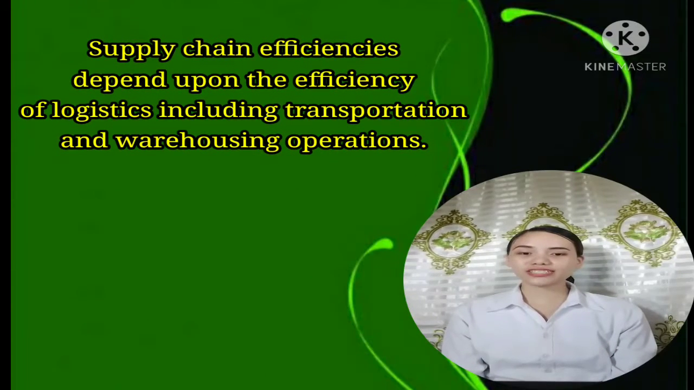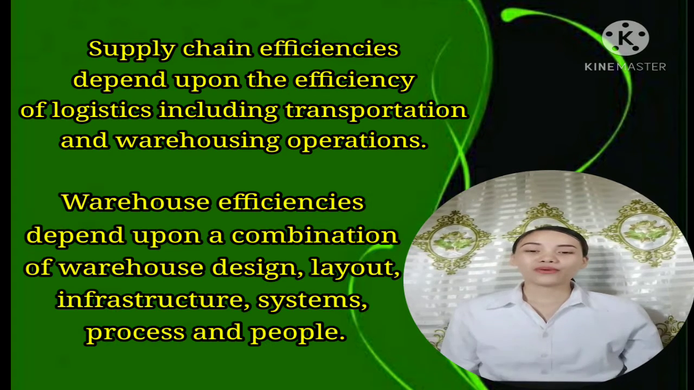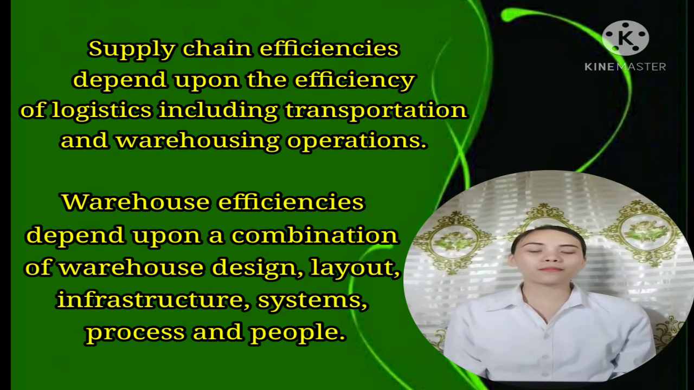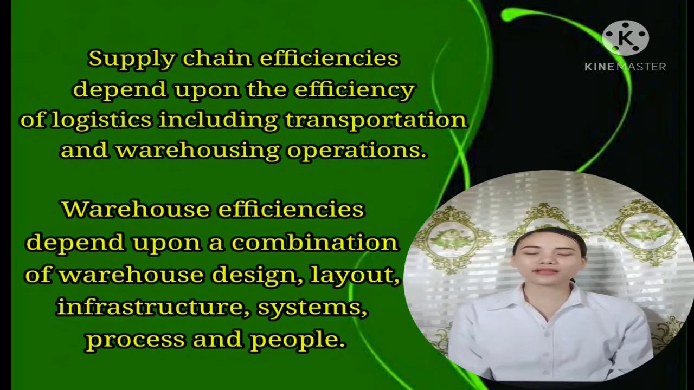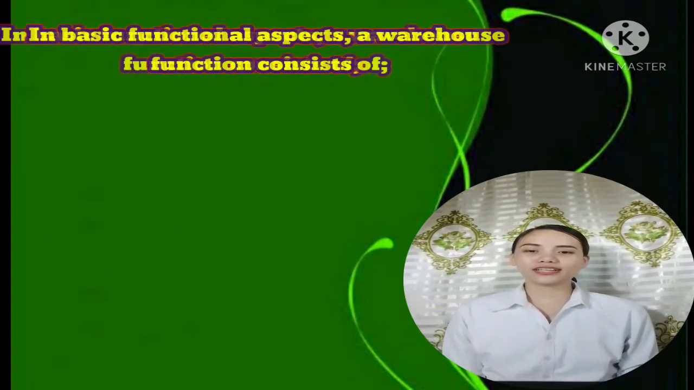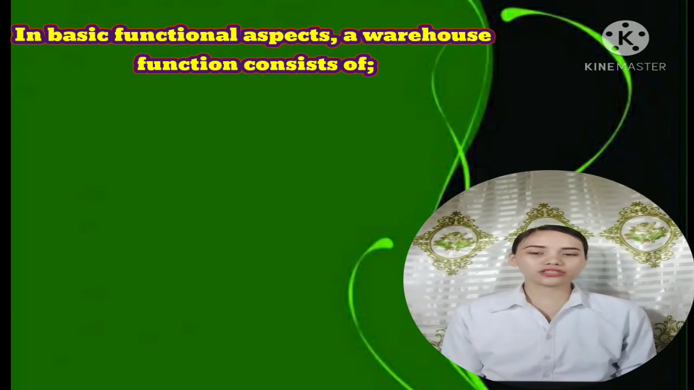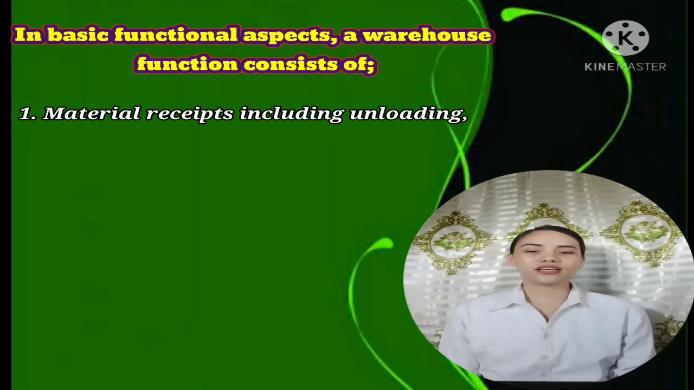Supply chain efficiencies depend upon the efficiency of logistics, including transportation and warehousing operations. Warehouse efficiencies depend upon a combination of warehouse design, layout, infrastructure, systems, process, and people. In basic functional aspects, a warehouse function consists of: first, material receipts, including unloading.